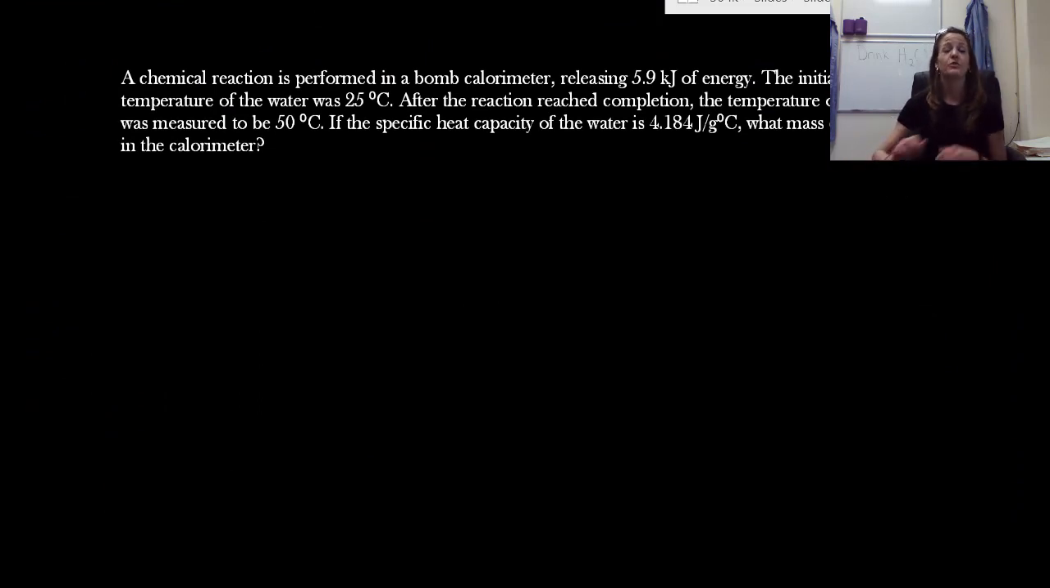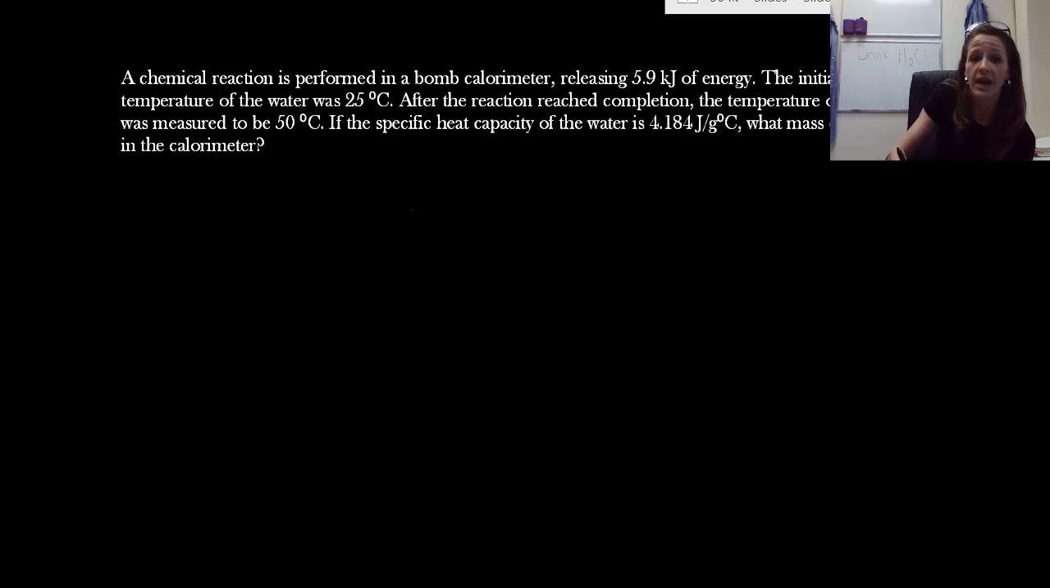Hopefully you did. This one was fairly straightforward except for one teeny tiny little spot that students usually make mistakes on, so that's why I use this one. So the first thing you have to do is decide what equation am I doing and what am I trying to solve. Well, basically what they give us is a heat component, so our 5.9 kilojoules. We have an initial temperature 25, a final temperature of 50, and we also have a specific heat capacity.